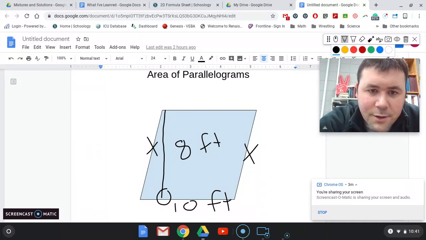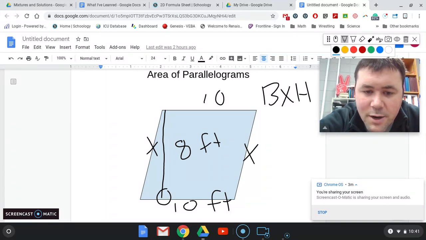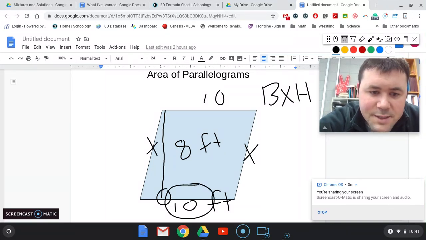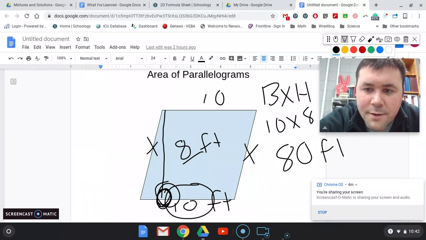All right, now parallelograms, opposite sides are also the same. So we're going to take base times height. That's going to be our area. Our base is 10 because that's where our height touches, and then our height is 8. So this one would be 10 times 8, and our area would be 80 square feet.